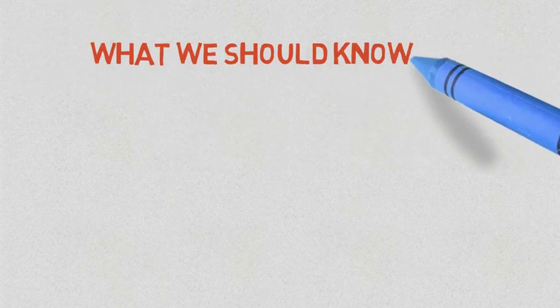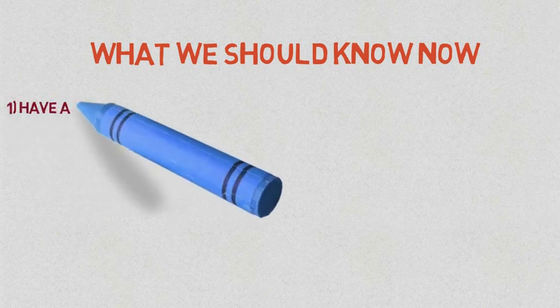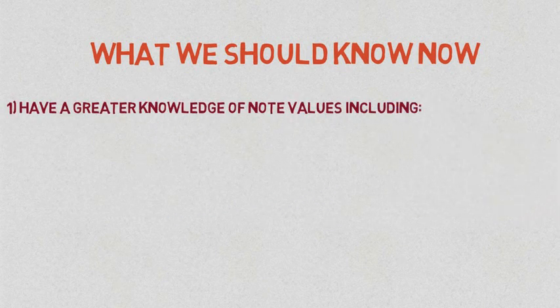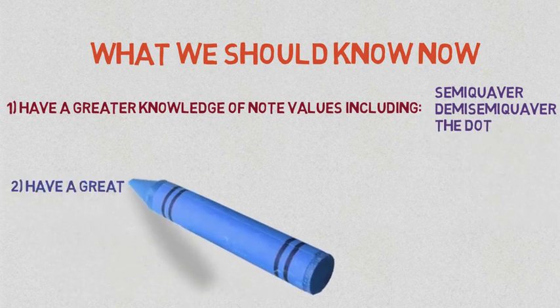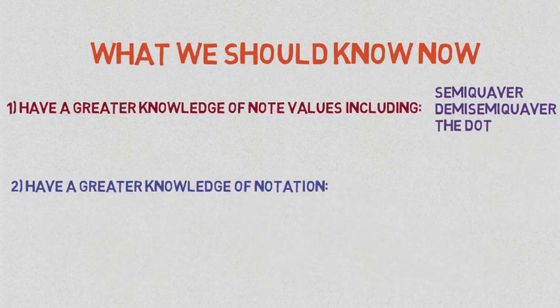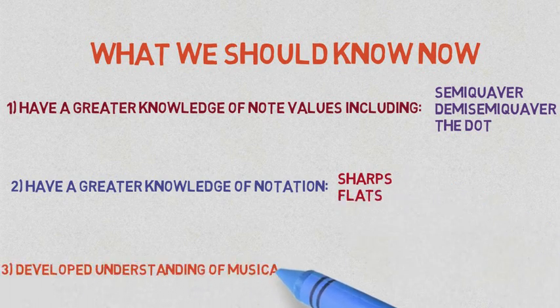So, what should we know now? We should have a greater knowledge of note values, including the semiquaver, demi-semiquaver, and the dot. We should have a greater knowledge of notation, including sharps and flats. And we should have developed an understanding of musical rests.